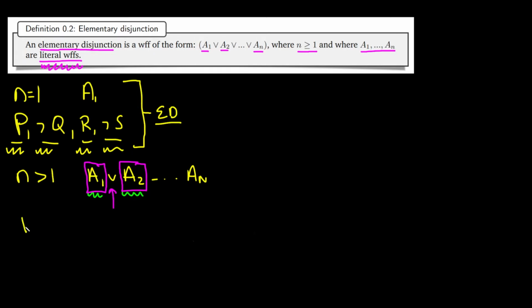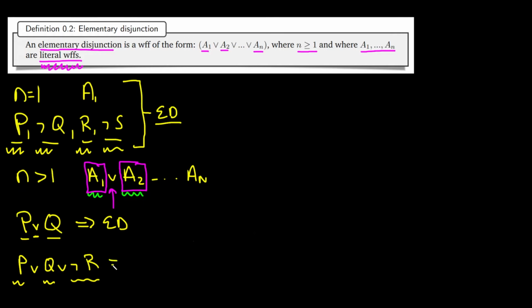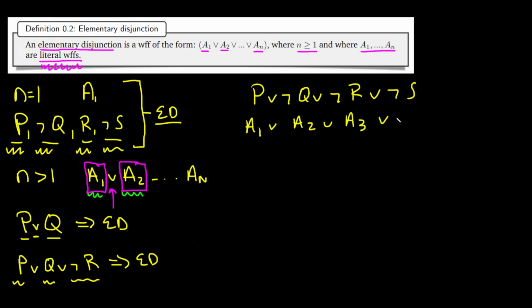Let's look at some examples. So P or Q, notice this has the form a sub 1 or a sub 2. It's a disjunction. And since each one of the disjuncts is a literal well-formed formula, this would be an elementary disjunction. Next, let's take a look at P or Q or not R. Notice again, this is a disjunction, and each one of the disjuncts is a literal well-formed formula, so this too would be an elementary disjunction. Let's look at one more example. Let's say we had P or not Q or not R or not S. Notice that this formula has the form a sub 1 or a sub 2 or a sub 3 or a sub 4.